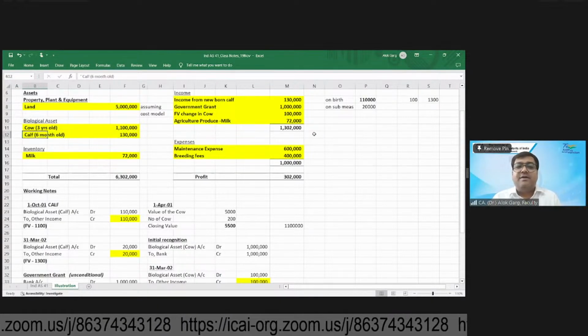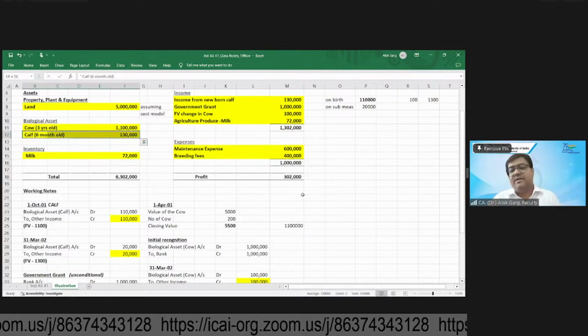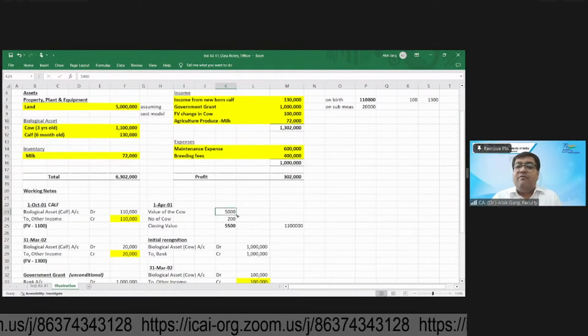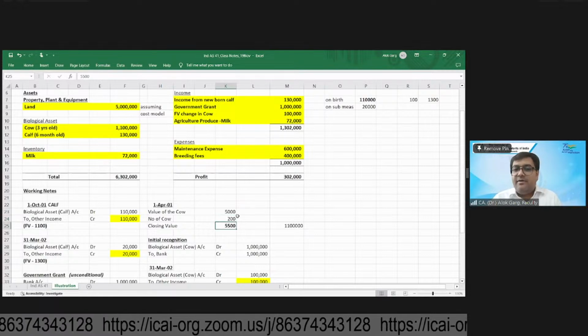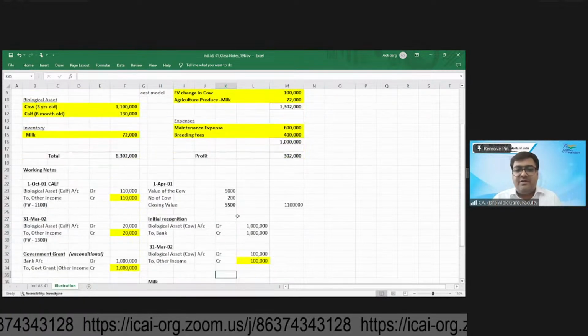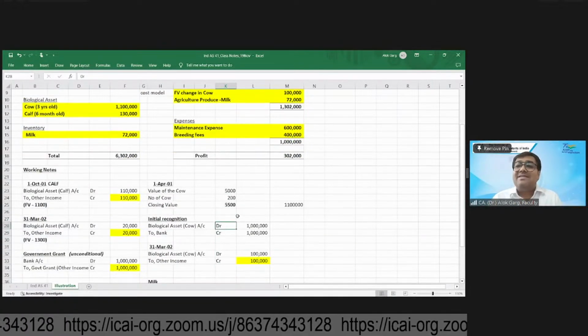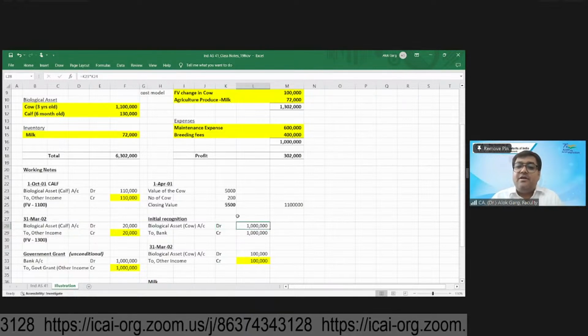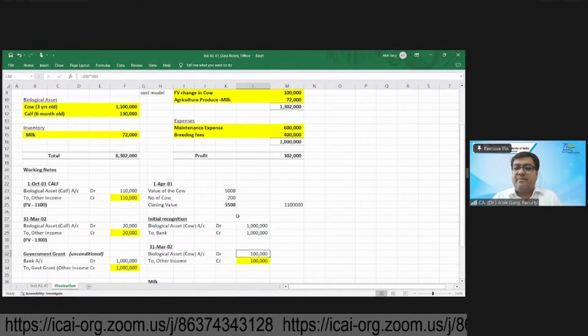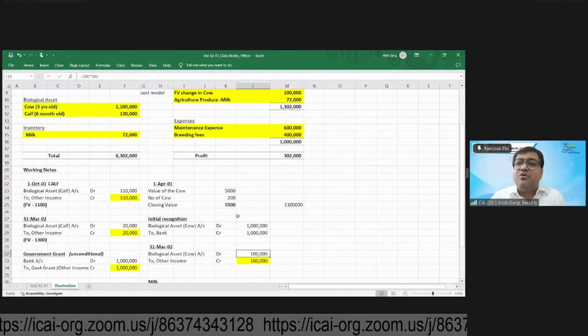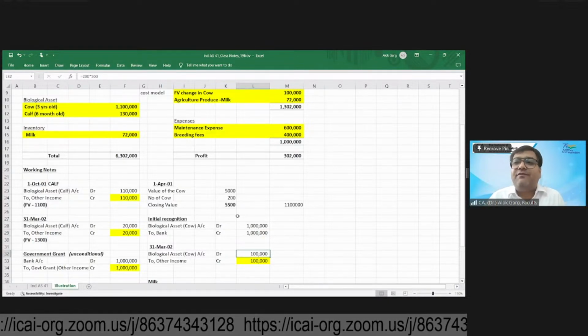Calf 6 months old, 1 lakh 30. Correct. Now the value of the cow was 5,000, number of cows 200, and now the closing value is 5,500. When the cow was initially purchased, biological asset cow account debit to bank account 10 lakh rupees. But this 5,000 rupees cow fair value has been increased to 5,500.